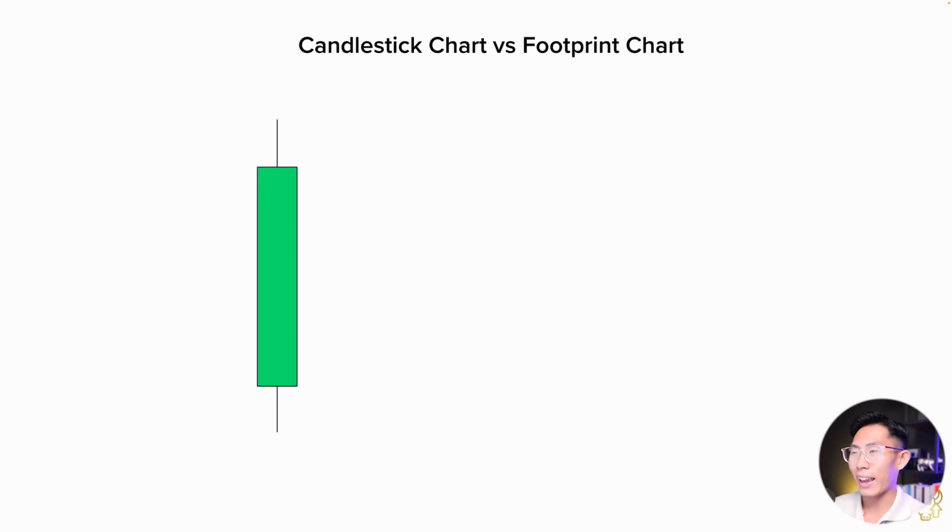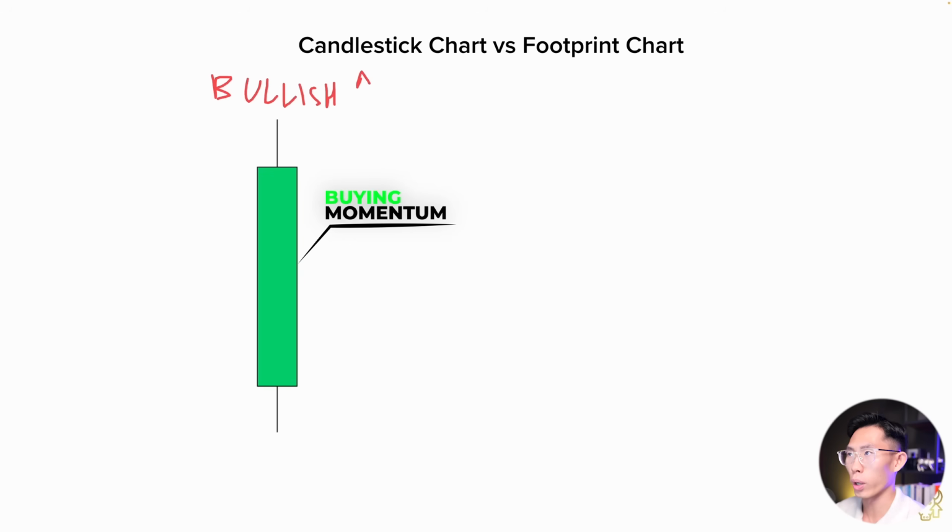Now, when you look at a candlestick chart just like this, it doesn't really give us information about volume, price, and the exchange between sellers and buyers. When you see something like this, this green candlestick tells you just that this is a bullish candlestick, and this tells us that, okay, there's buying momentum and price is going up. But that's all it is. That's all a candlestick chart tells us. And then if you see a red candlestick, it just means that price is bearish and price is going down.